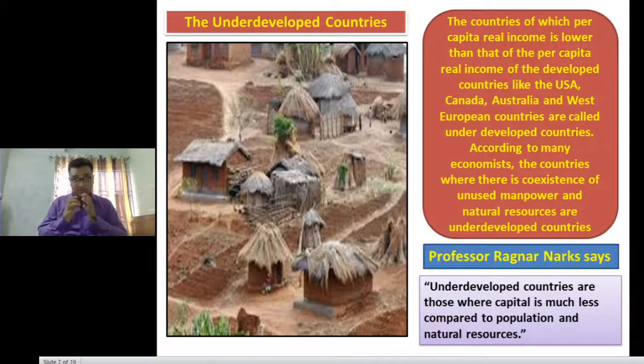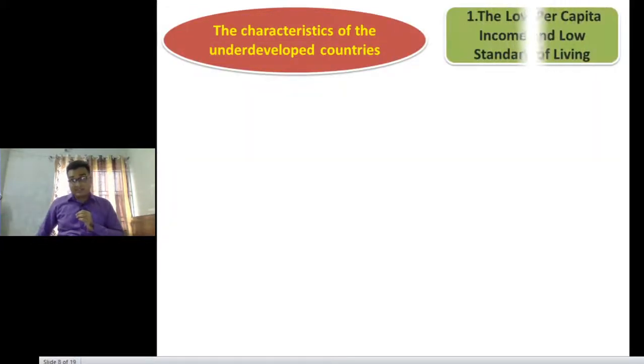Now I am going to discuss the characteristics of the underdeveloped countries. The first characteristic is low per capita income and low standard of living. Dear students, in this type of countries we can see the per capita income of the people is very low, so the living standard of the people is low. So these are the characteristics of the underdeveloped countries.